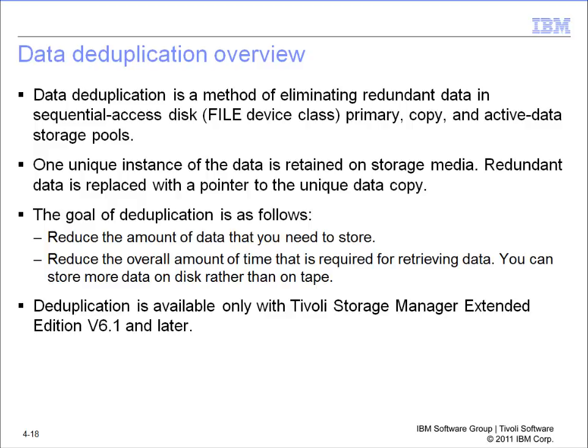What TSM does is it backs up one copy. Then for the redundant copies, it just has a pointer to the unique data copy. You're going to reduce the amount of data you store and reduce the amount of time for doing a retrieve. So when you're restoring your data, TSM knows, in the database it keeps an index, and it says, oh, that's actually a duplicate copy and I only have one stored, so this is what I'm giving you back. It's one of the copies.